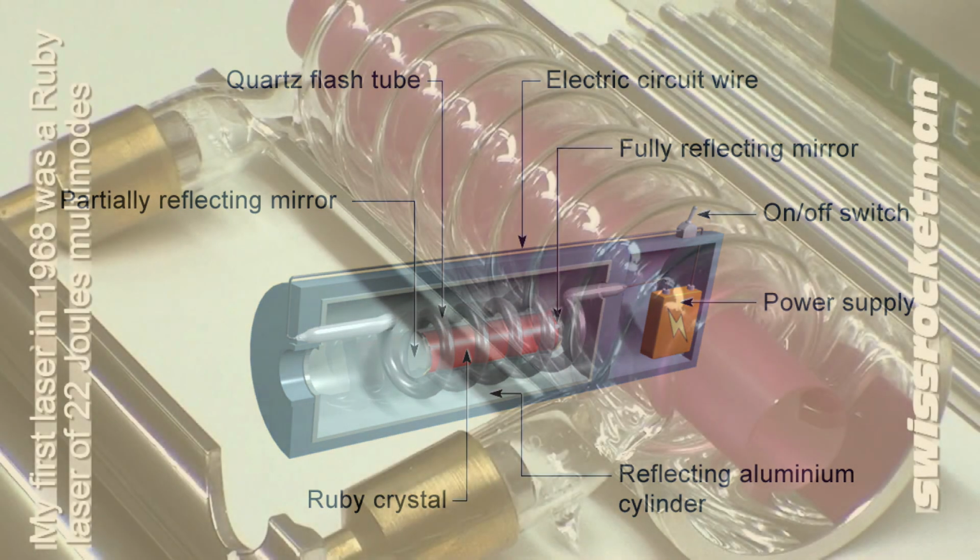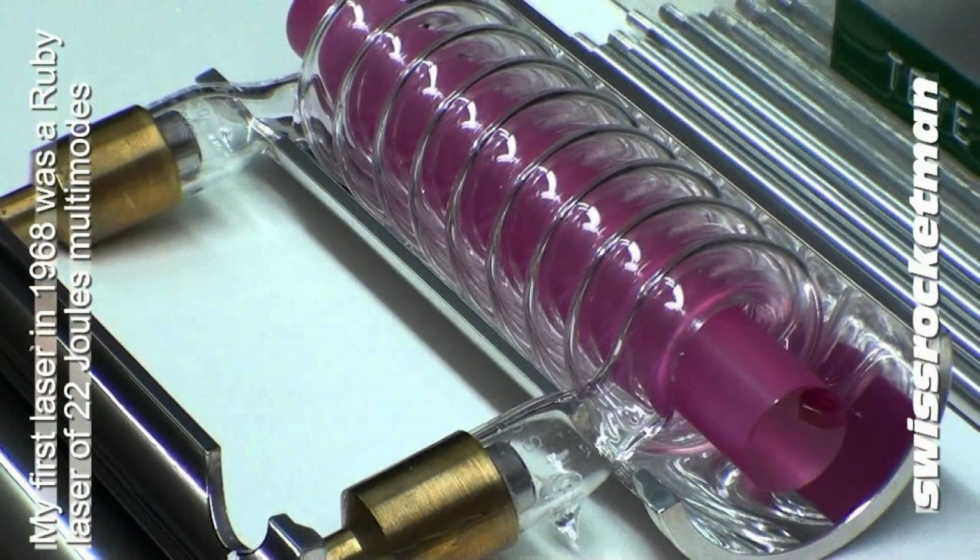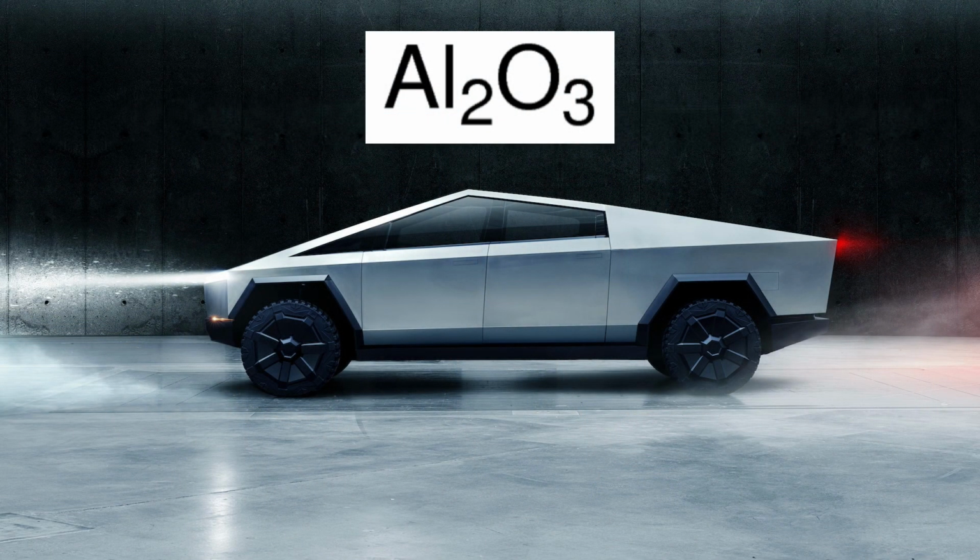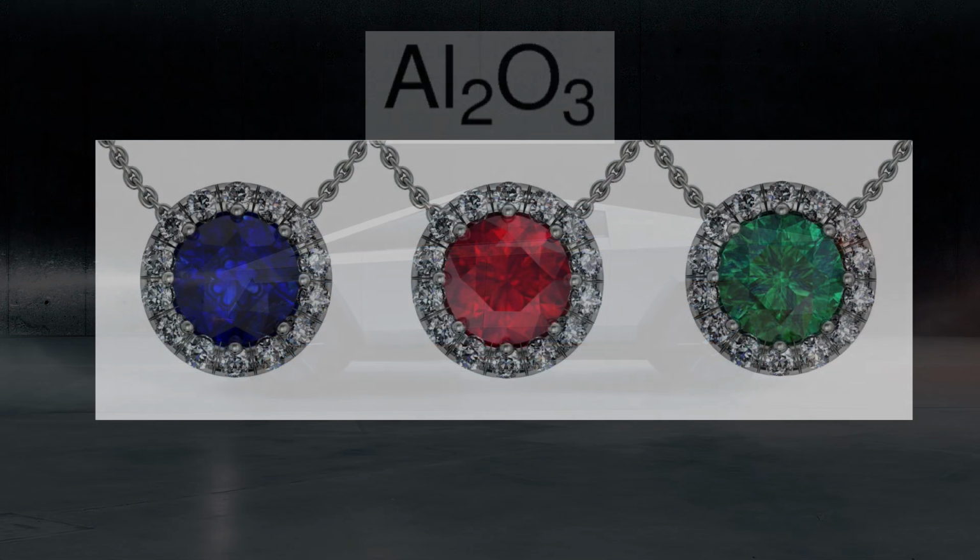Ruby is composed mainly of aluminum oxide, and so is sapphire. That's the invisible metal that Scotty sold to a company in 1980's San Francisco. It's also what the Cybertruck windows are made of. Add trace amounts of iron, titanium, chromium, or vanadium to this transparent crystal, and you get a gemstone.